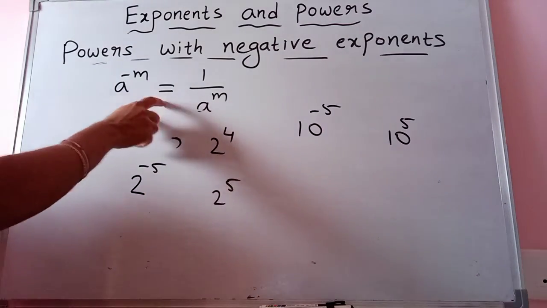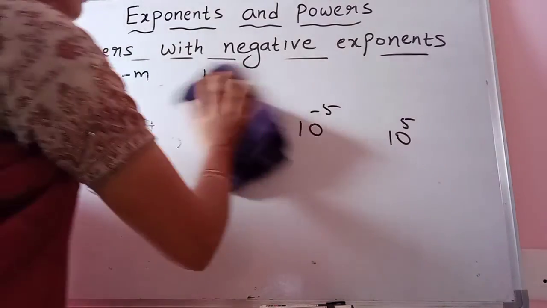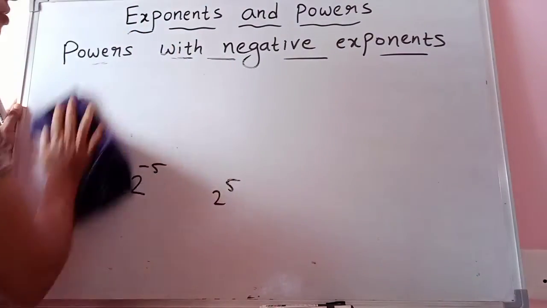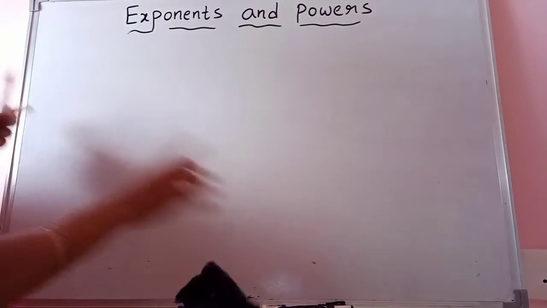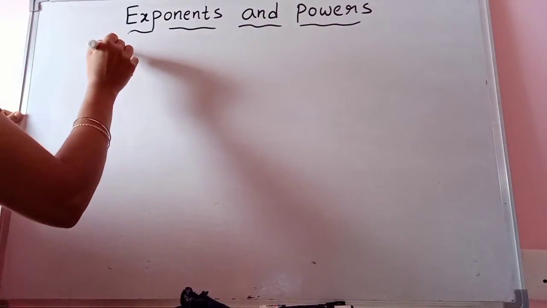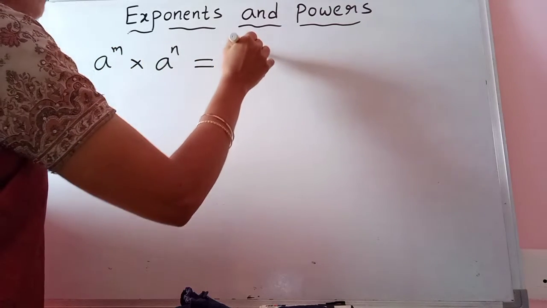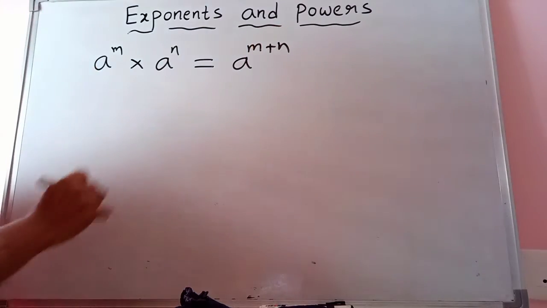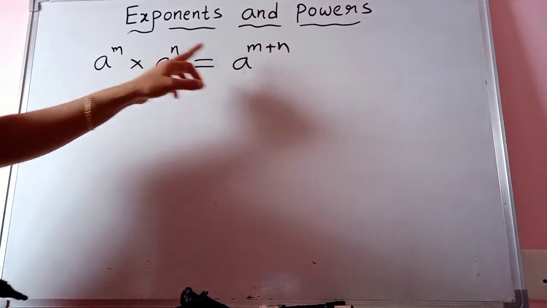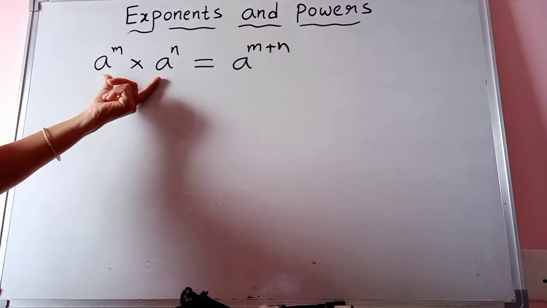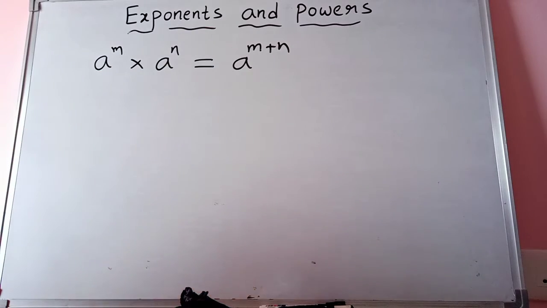We can also prove this one by using the first law of exponents. What is the first law? You already know the laws of exponents. a power of m into a power of n is equal to a power of m plus n. That is, if the bases are the same, then we add the exponents. Numbers with the same bases, then we add the exponents.